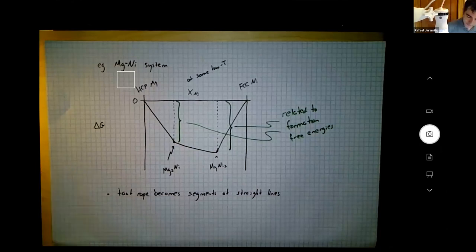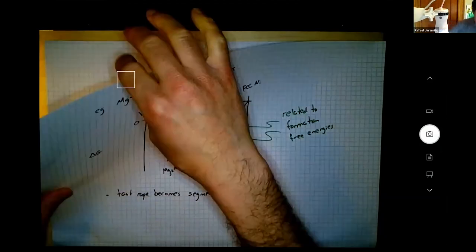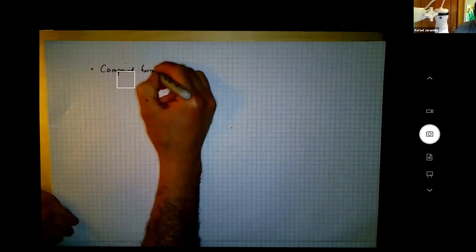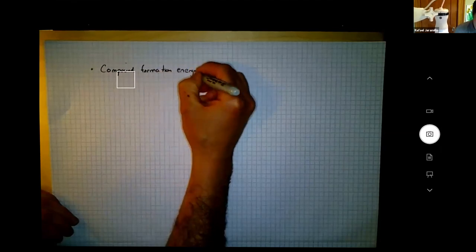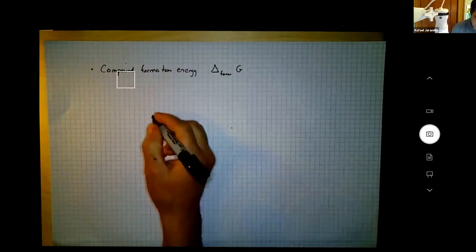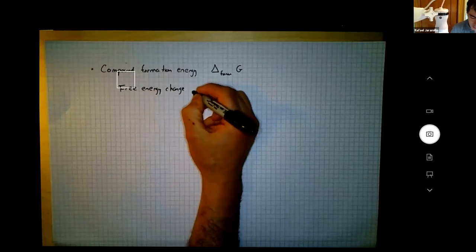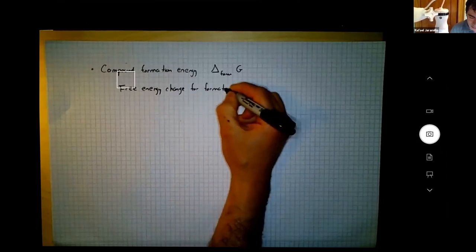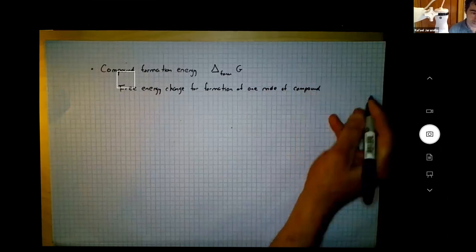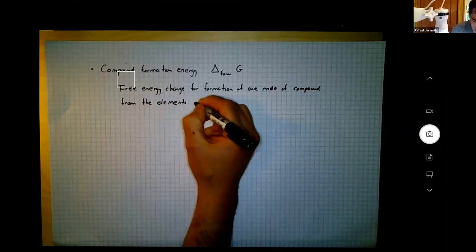All right. So now let's talk about the size of these vertical segments. Let's talk about compound formation energy, and that's often written as delta G formation. So what is a compound formation energy? It is the free energy change for formation of 1 mole of compound from the elements in their reference states.